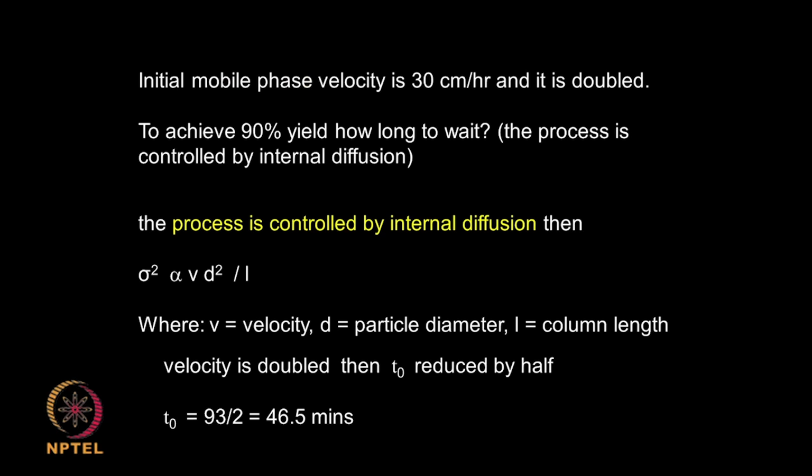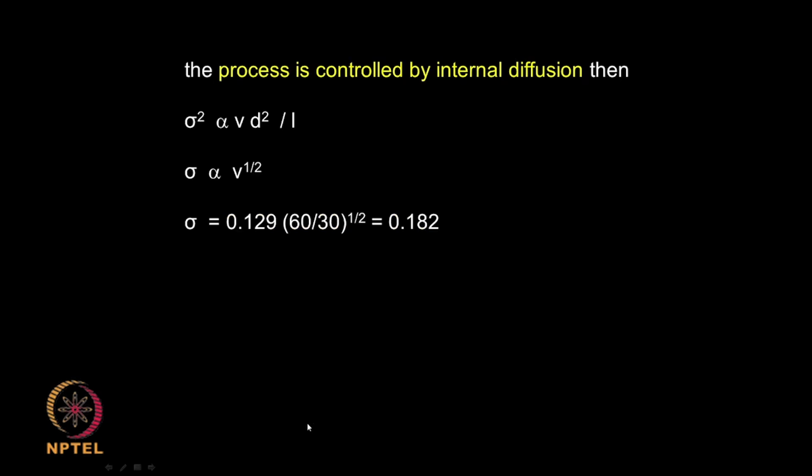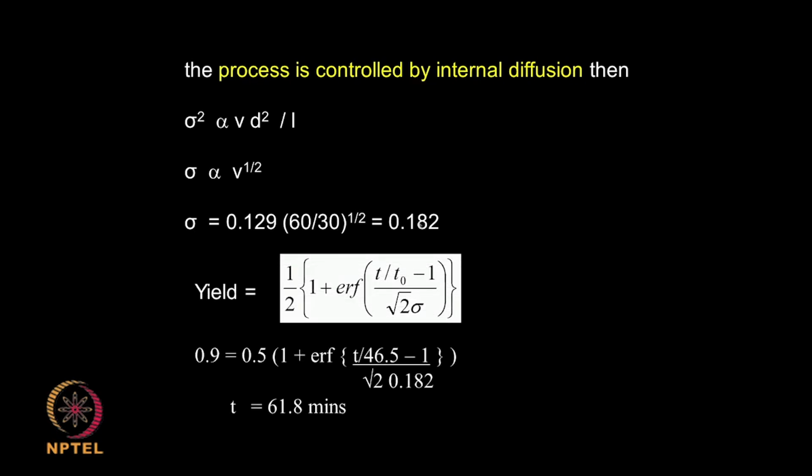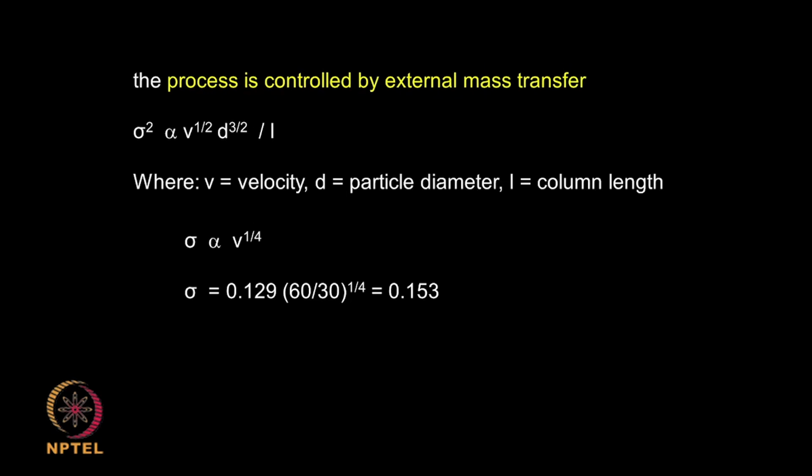Okay. So, the initial mobile phase velocity is 30 centimeter per hour, and when I doubled it to achieve the 90% yield, my T naught reduced from 93 minutes to 46.5 minutes. My sigma changed quite a lot, became 0.182 minutes, and then I need to wait 61.8 minutes to collect 90% of my solute actually.